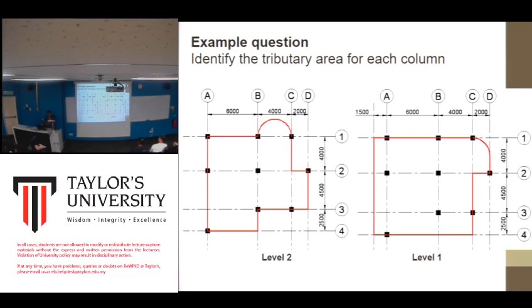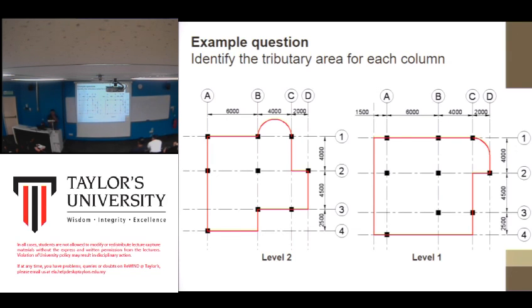So the first thing you need to do when it comes to the column analysis, which is a group component, after you produce the structural plan, is to come up with the column tributary area. Once you have plotted the position of columns for your building in the assignment, you need to draw the tributary area for each level, so ground floor and first floor.